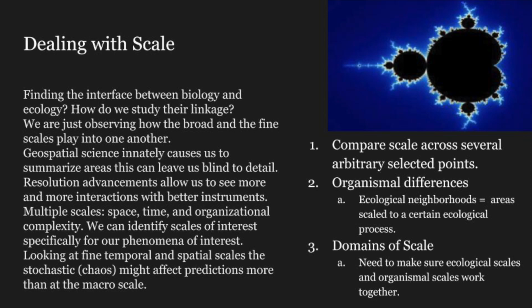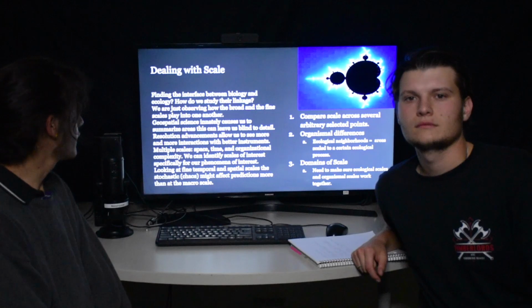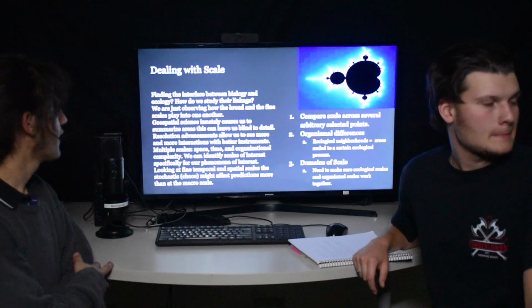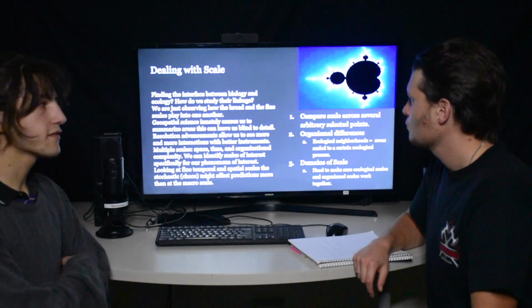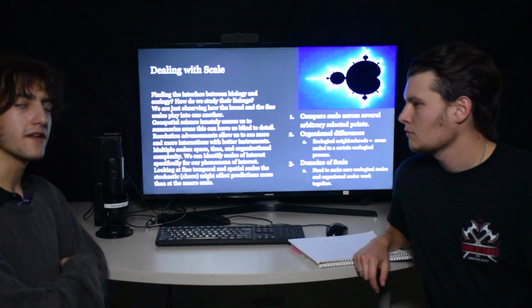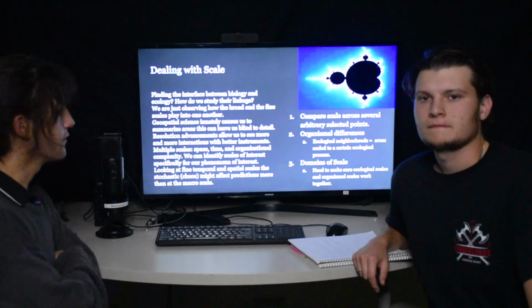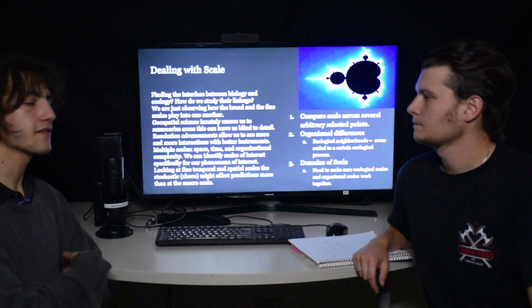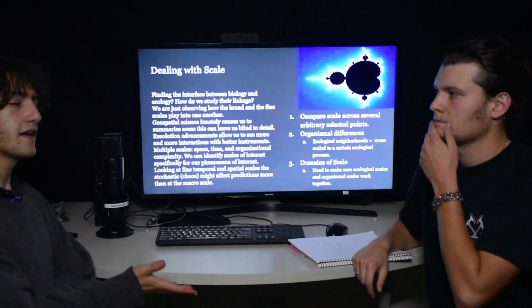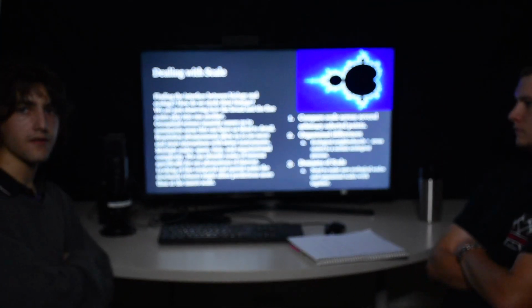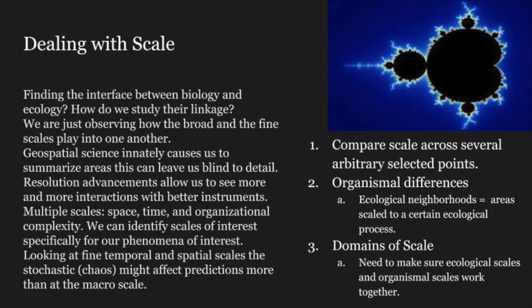This section's titled Dealing with Scale, because we know that scale affects us. How can we deal with that now? The goal of all this is to find the interface between biology and ecological processes and how they play into each other. How do we study their linkages? It seems like something that's only come up more recently, that we're beginning to see how limited our scale can make our view. Advances in technology, especially satellite imagery, allow us to see with better resolution, and that applies to this concept of scale. We're understanding more and more minuscule things that play into the bigger picture.